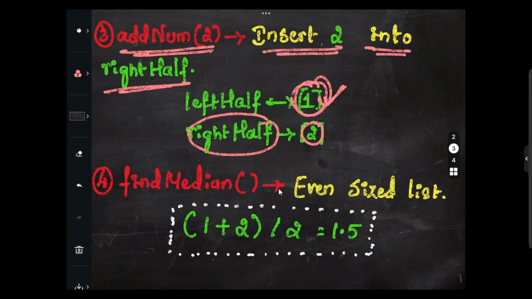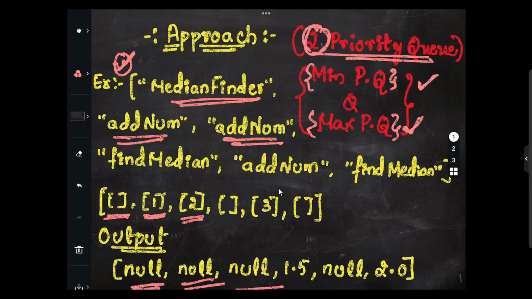So now we have 1 and 2. Now we have inserted 1 and 2 into the priority queue, right? So this is fine. The return value is still null because the return value of add num is still null. Only the return value of find median is a number. We have discussed this several times. Just keep that in mind. So add num of 2 is still null itself. Let's move on with the find median now.